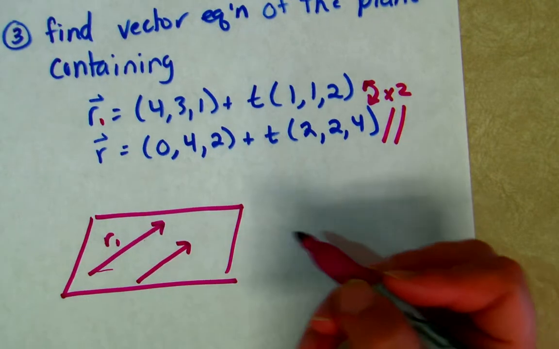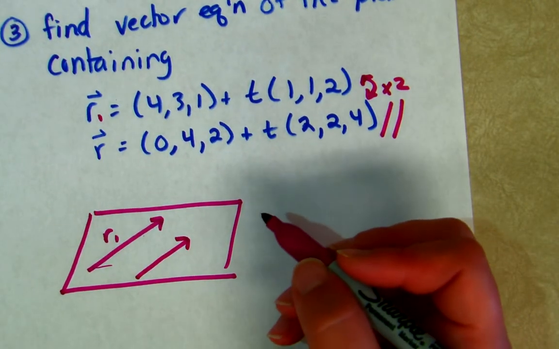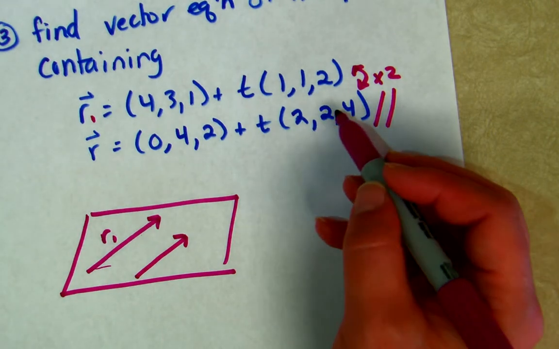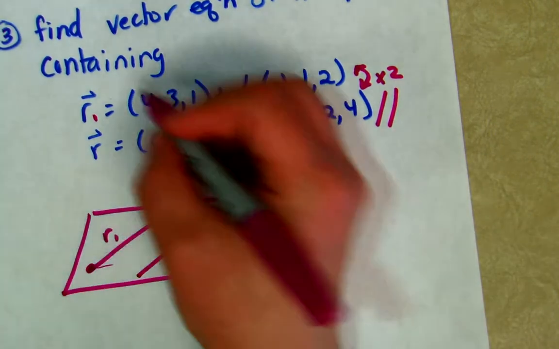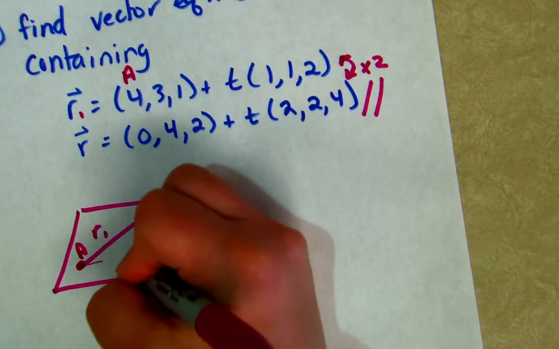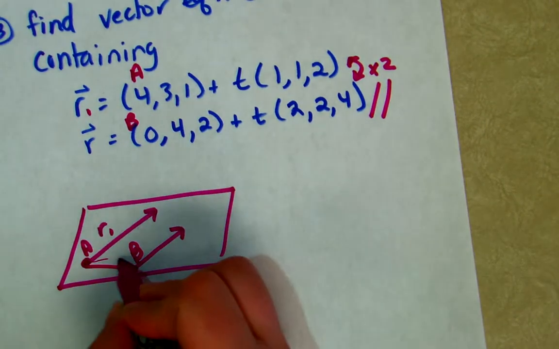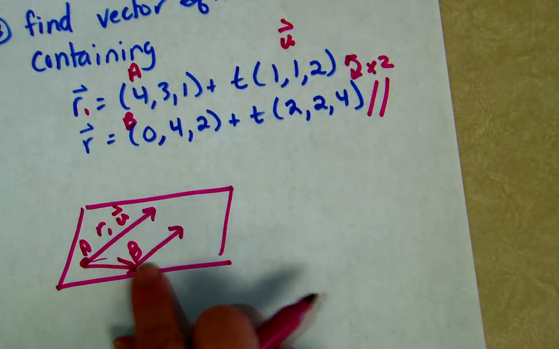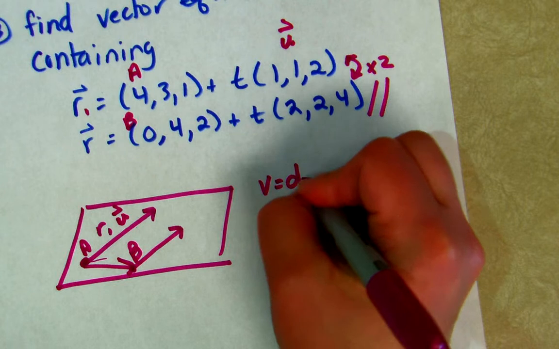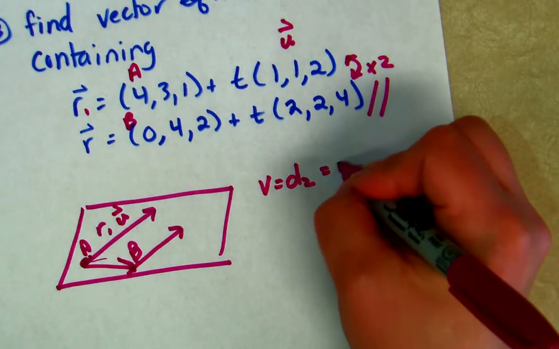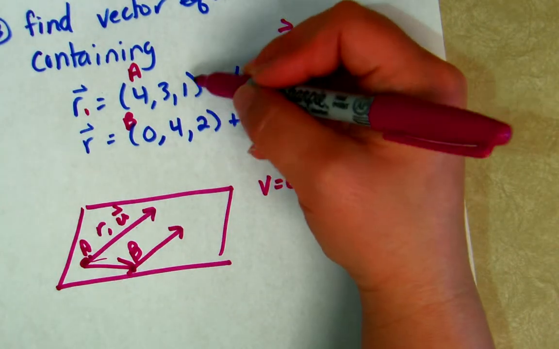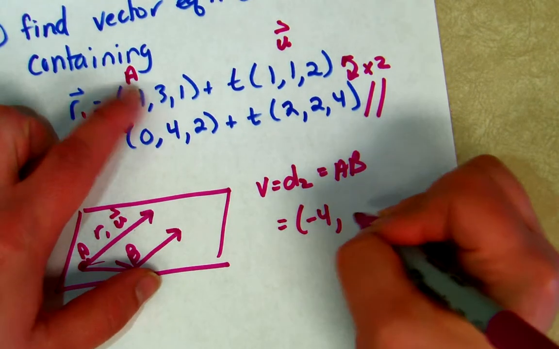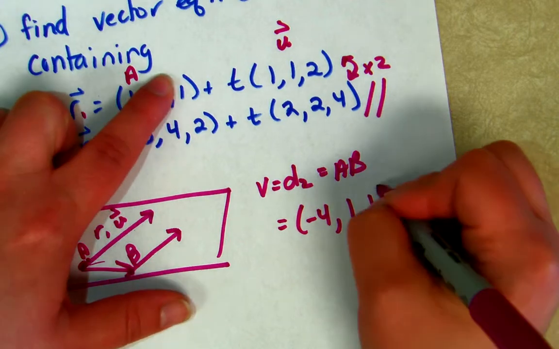It's really hard. Well, you can't, in order to define a plane, you need two distinct directions. So I can't reuse this direction twice. But what I do have is point A on one line and point B on the other line. So I can use this as my U because it's the direction of the first one. And then my second one, V, which is going to be D2, I'm going to use as the vector AB. So I can use the 2 points to find a second direction, which is going to be 0 minus 4, which is negative 4, 4 minus 3, which is 1, and 2 minus 1, which is 1.